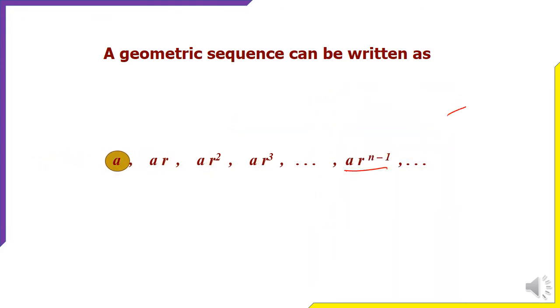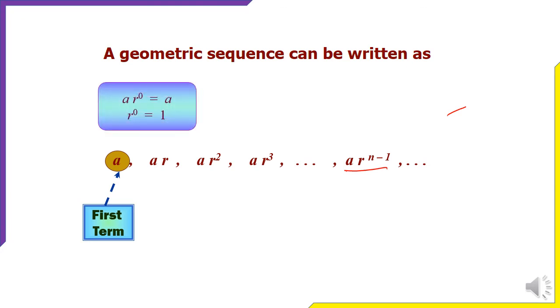And then, what is A? A is the same as in the arithmetic sequence, which is the first term. So we start the sequence with A. For example, for the first term, n equal to 1, the first term is T1. By using the general formula AR to the power of n minus 1, 1 minus 1 equal to 0, we will have A, since R to the power of 0 is equal to 1.